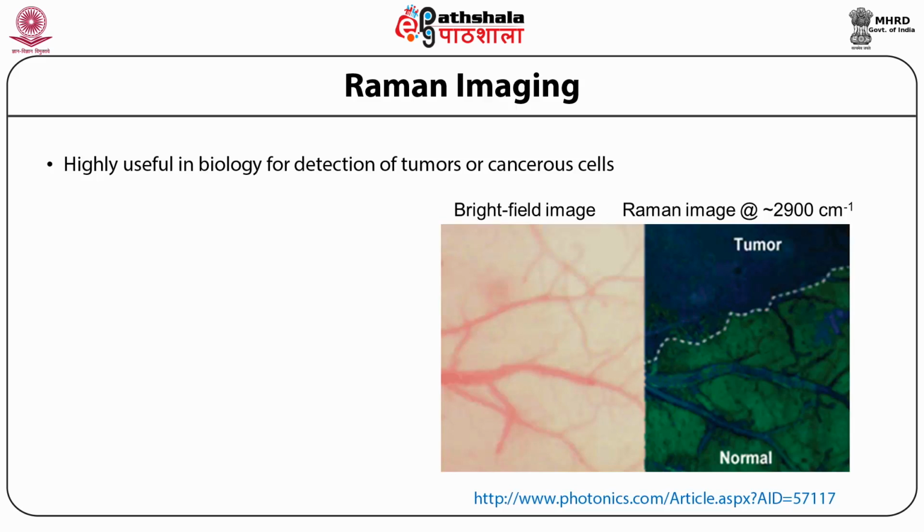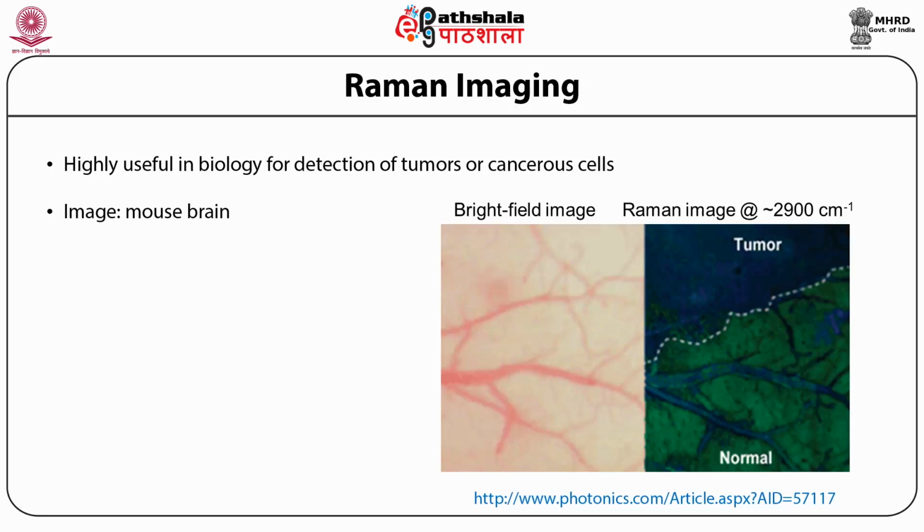Now, as you said before, if you are imaging the sample for a particular frequency, and because of cancerous cells the frequency has slightly shifted, you will not see anything in that region where there are cancerous cells. As an example, the images shown here are taken on a mouse brain. The image on the left hand side is a bright field image, and the image on the right hand side is taken by a Raman microscope, where the imaging was done at a frequency of around 2900 centimeter inverse. So what you see is a region where there is no signal at all at that frequency.